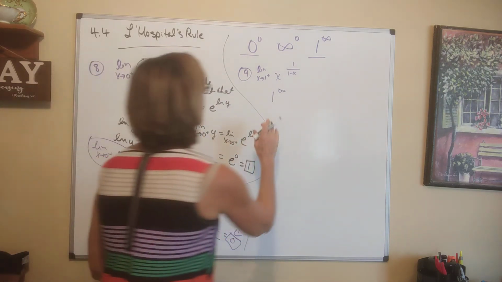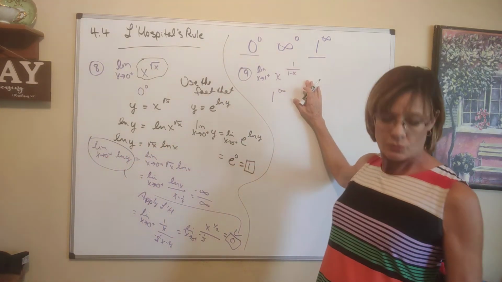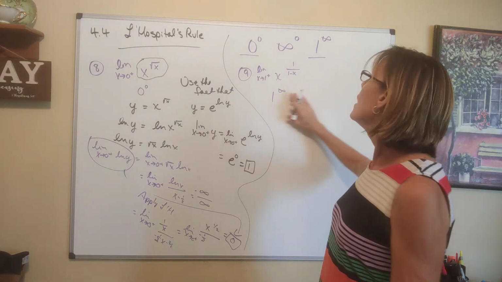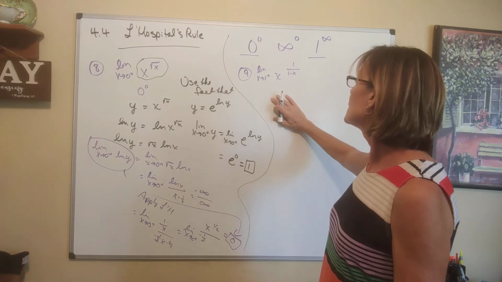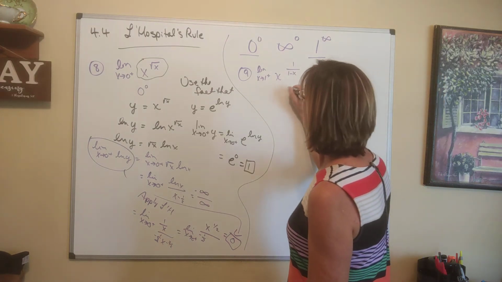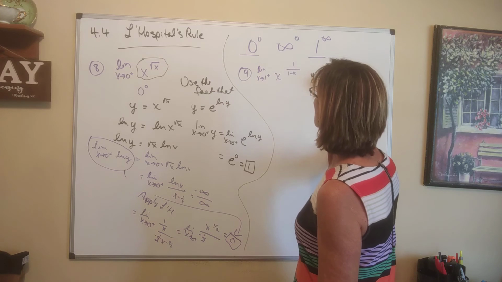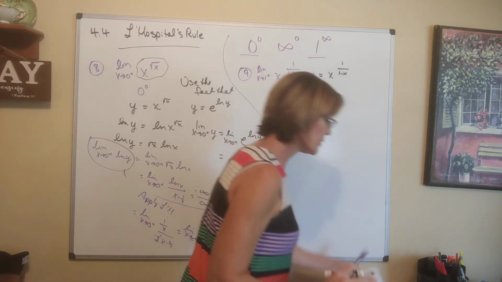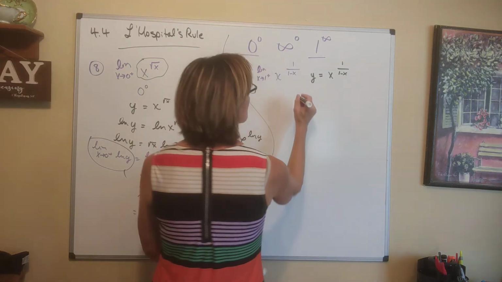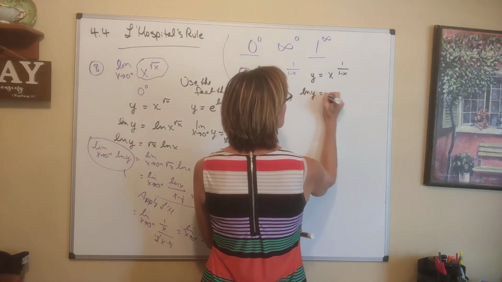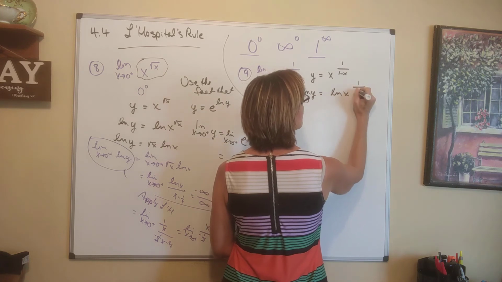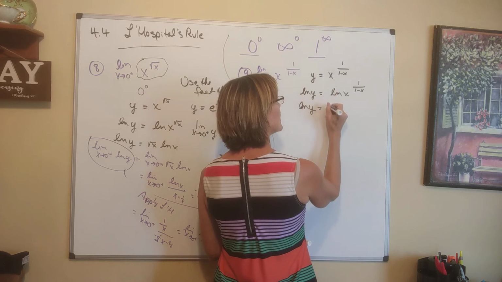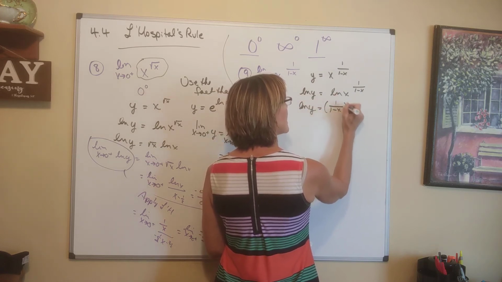Over in number 9, this is what we do. We already did the direct substitution. We found out that we got this indeterminate form in the power. So what that means is, let's proceed. Let y equal x to the 1 over 1 minus x. Let us take the log of both sides. So the natural log of y is the natural log of x to the 1 over 1 minus x. We'll use the power rule: the natural log of y is 1 over 1 minus x times the natural log of x.